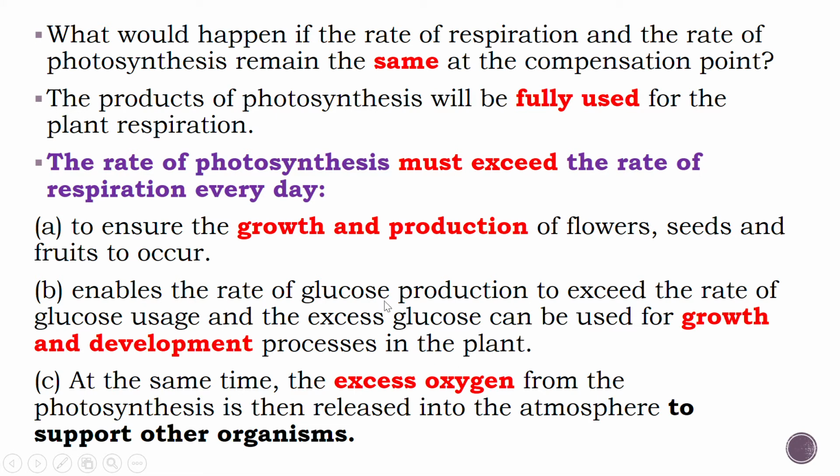Okay, we want this excess glucose to serve the purpose of growth and development processes in the plants, not only for survival, not only to enable respiration to happen. At the same time, we also know photosynthesis releases a byproduct, which is oxygen, and there will be a lot of oxygen in the atmosphere. This is good because oxygen is needed to support other organisms, especially since oxygen is the main substrate needed in respiration.